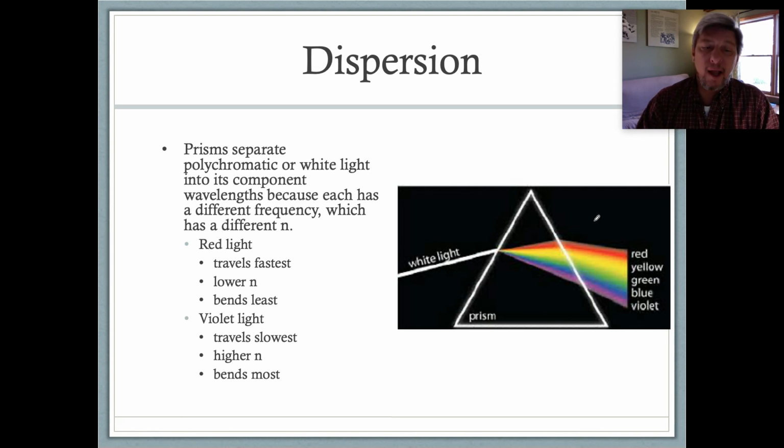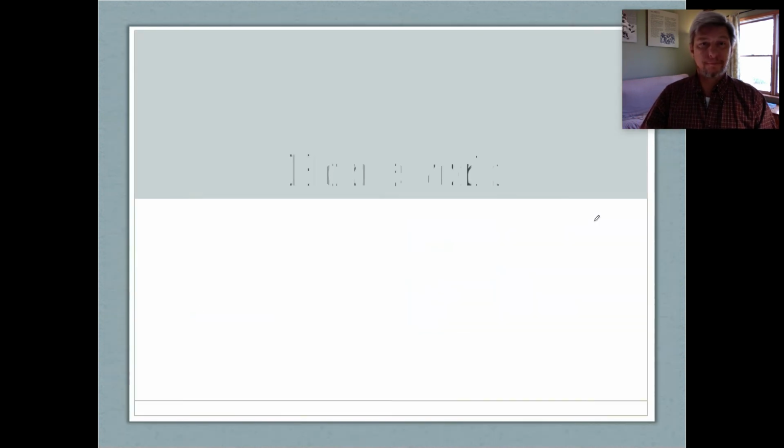It turns out that red light travels fastest, and because it has a lower absolute index of refraction, it bends the least. And that's why red is found at the top of the rainbow. Violet light, on the other hand, travels slowest because it has a higher absolute index of refraction. It bends the most, and therefore it is found at the bottom of these rainbows. Okay, so that's dispersion, and dispersion is simply refraction of white light. Okay, that's all it is. You're breaking up white light and producing a rainbow from it.